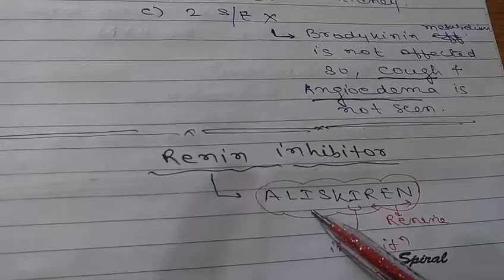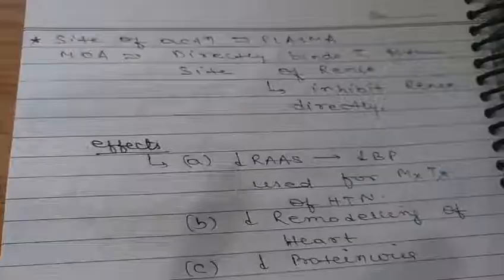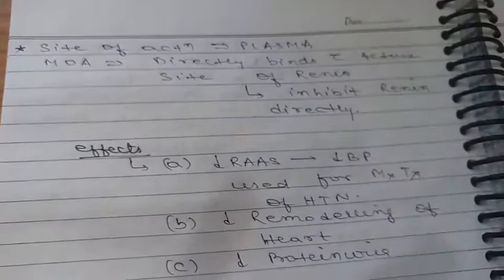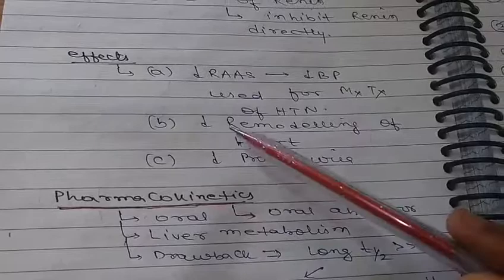So one drug is aliskiren. You will remember it like this: the last three letters are ren, so ren for renin, and I for inhibitor, meaning this drug aliskiren will inhibit your renin. Site of action is plasma. Method of action: it directly binds with the active site of renin and inhibits renin directly. Effects: it will decrease RAS function, decrease BP, so it is used for maintenance treatment of hypertension. It also decreases remodeling of the heart. It also decreases chances of proteinuria.